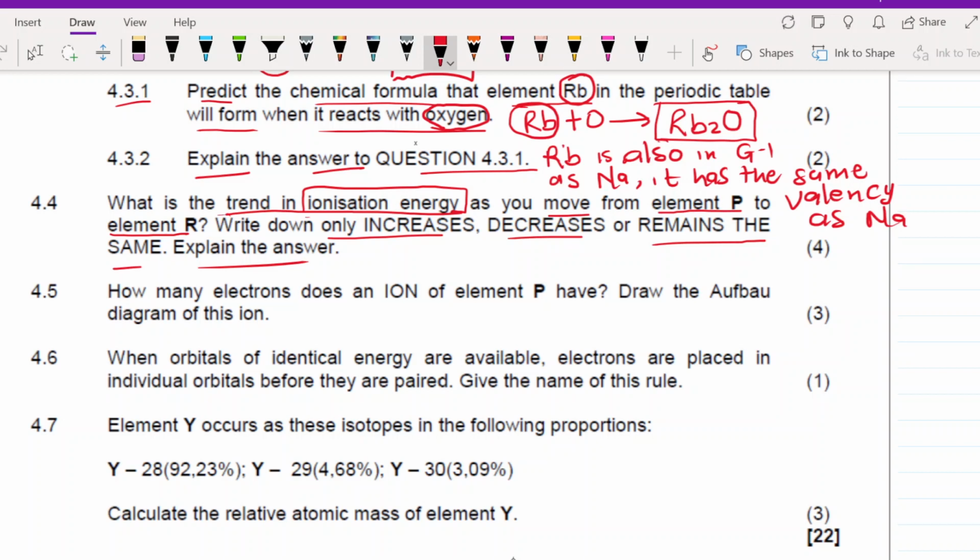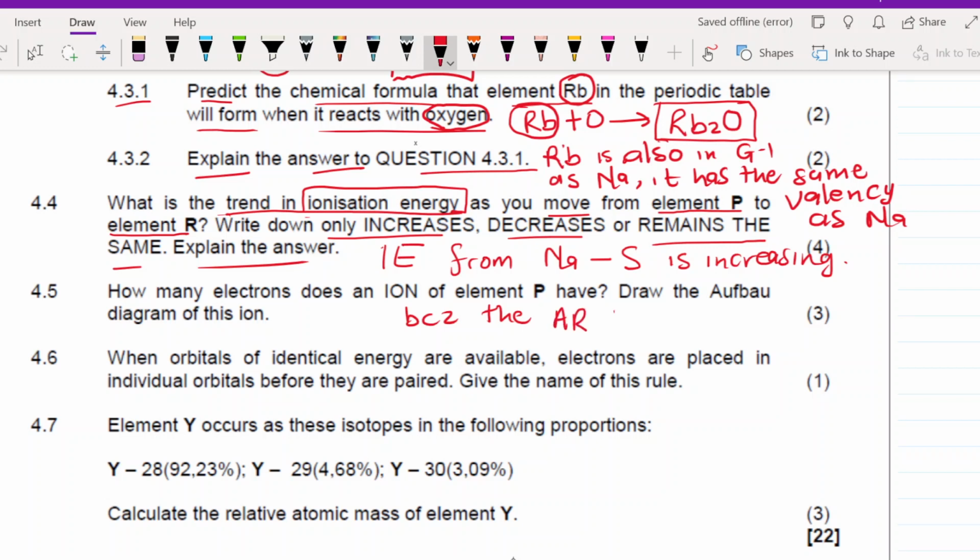Now I'm not going to write this one, I'm just going to explain it. I'm saying the ionization energy from sodium to sulfur is increasing. Why is it increasing? Because the atomic radius from sodium to sulfur is decreasing.